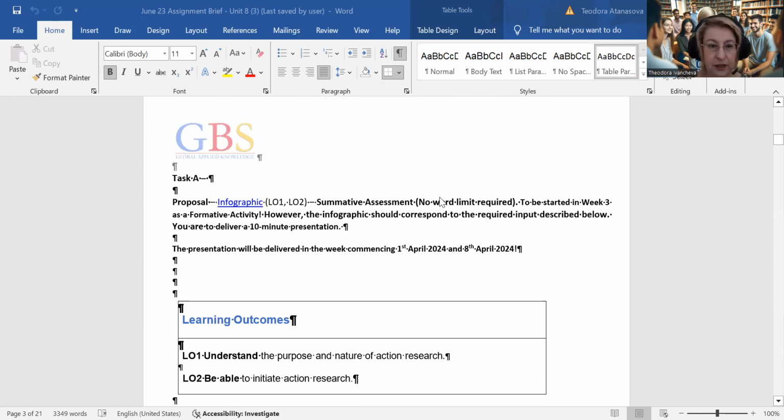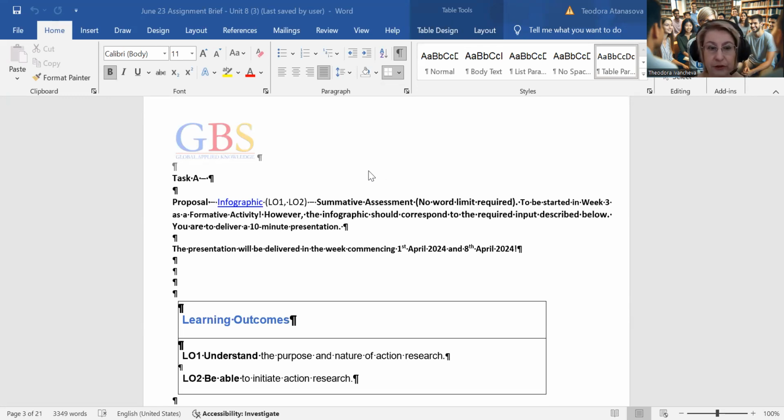So let's focus on the tasks themselves. Basically, there are 3 tasks with this unit. Task number 1, or task A, as the assignment brief says, is related to your proposal. So you know that action research is related to doing research in education in general. So the first task is related to what exactly you would like to research, what your topic is, and the shape we want you to use for this particular task is an infographic. For further details, again, go to Moodle.